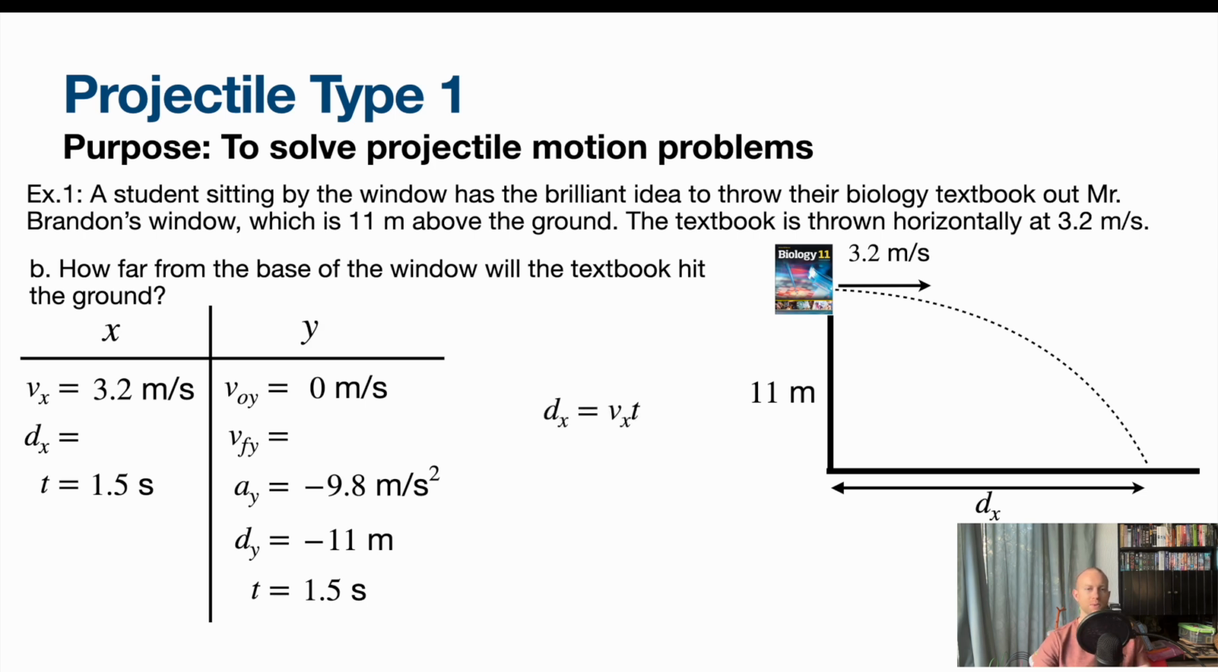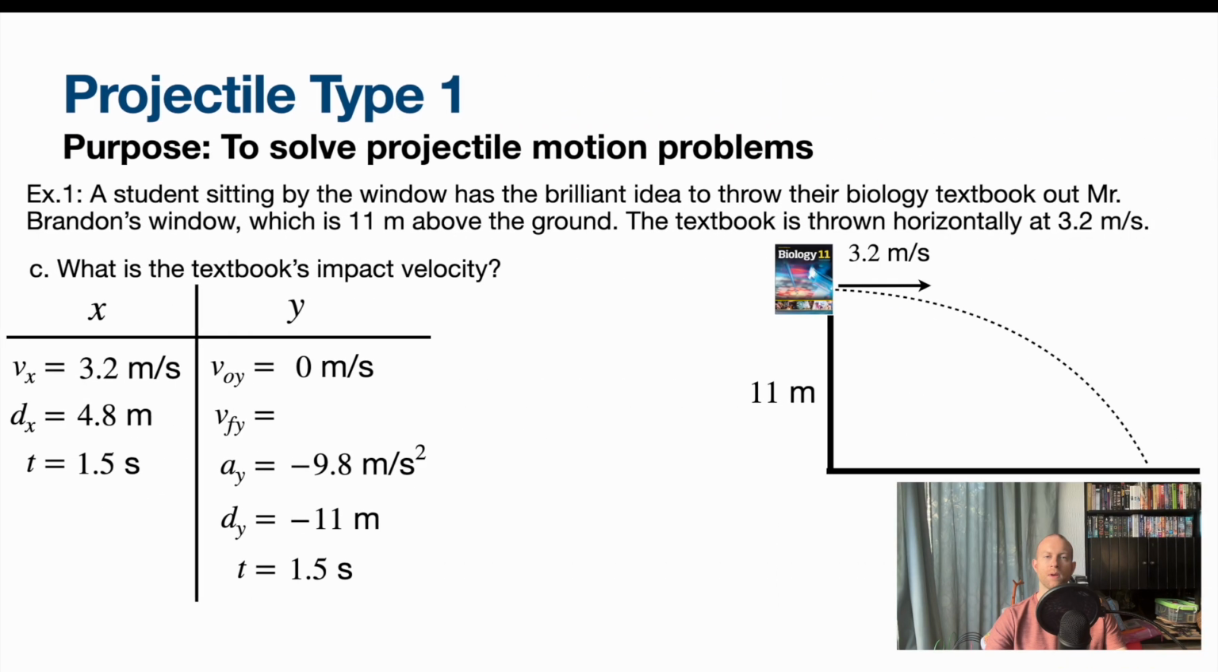Now for x, we just have this simple equation. We have Vx, we have time. Let's solve for distance. Sounds pretty straightforward. The last one here, we want to know the textbook's impact velocity. Impact velocity just means what velocity does it hit the ground. It is not the x component, it is not the y component, and it is not 0 because it hits the ground and comes to a stop.